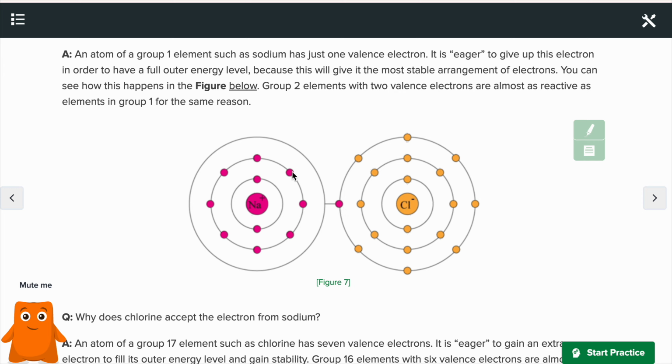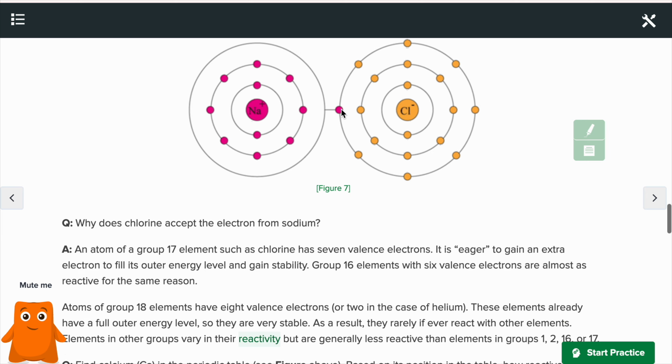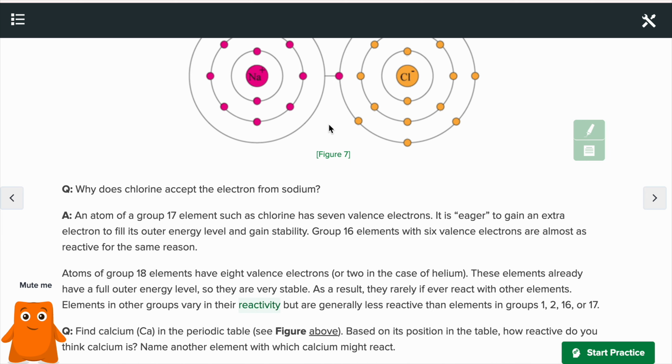This pink valence electron of Na, sodium, gets shifted to Cl. Sodium becomes deficient in an electron and chlorine has an excess of one electron, so both of them become combined with each other.